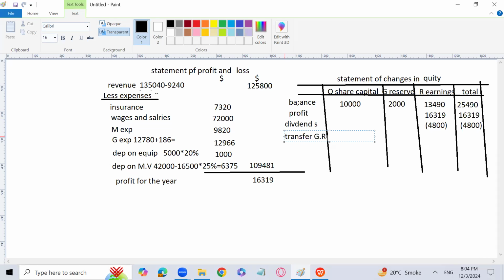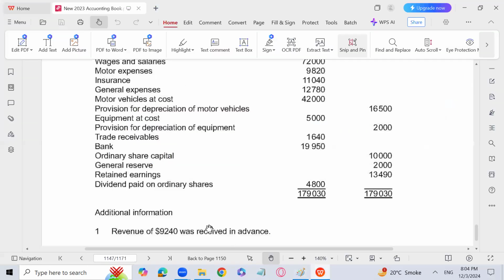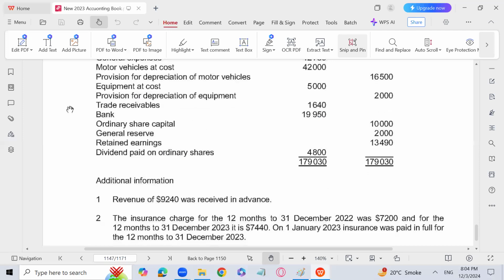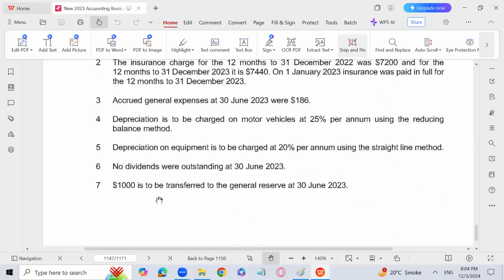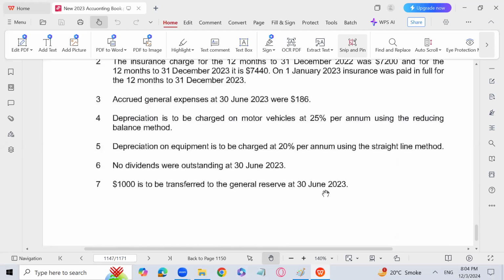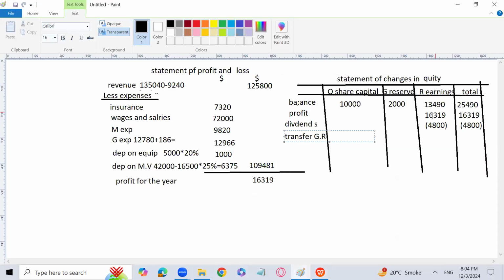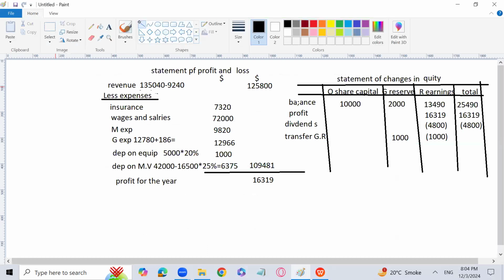That's quite easy. Now, transfer to general reserve. We have transferred some amount to the general reserve, and 1,000 is to be transferred to the general reserve. So it will be subtracted from retained earnings, because the amount has just been shifted from the retained earnings to the general reserve. And this is how we have done all the parts of the statement of changes in equity.